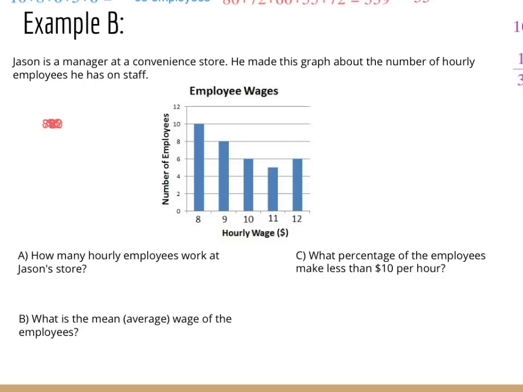So the first question says, how many hourly employees work at Jason's store? So we're going to need to add up the total number of employees that are there.